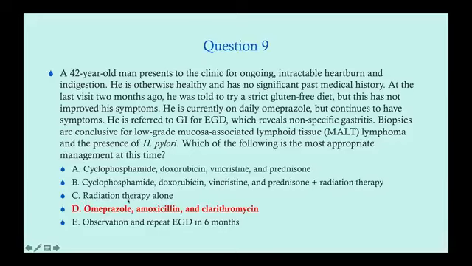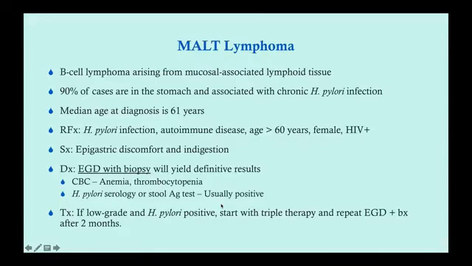What you do need to know is that the treatment for MALT lymphoma, and if you get it on the USMLE, it'll always be low grade and associated with H. pylori. The treatment is the triple therapy. So MALT lymphoma is a B-cell lymphoma arising from mucosal-associated lymphoid tissue. 90% of cases are in the stomach and are associated with chronic H. pylori infection. The median diagnosis is 61 years, so this is an older age thing.